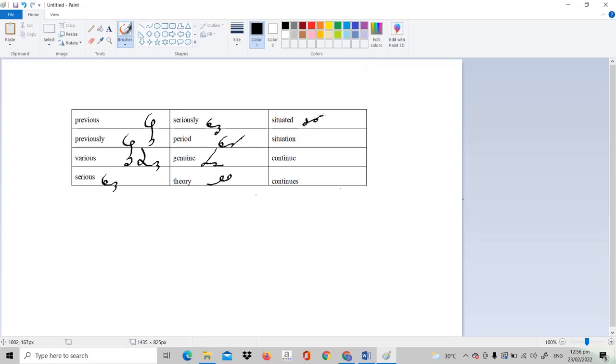So we have situated. Wait, let me check. Bakit ganyan yung situated natin? Ano na to? Vowel omission. Wait lang ha. Wait lang guys.